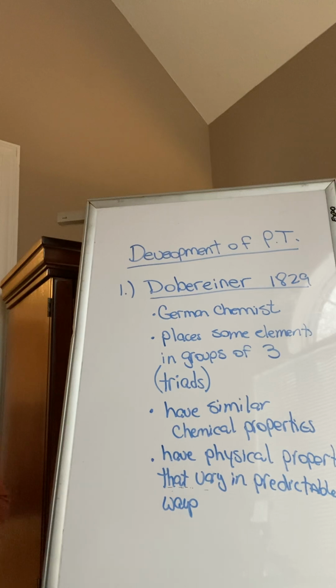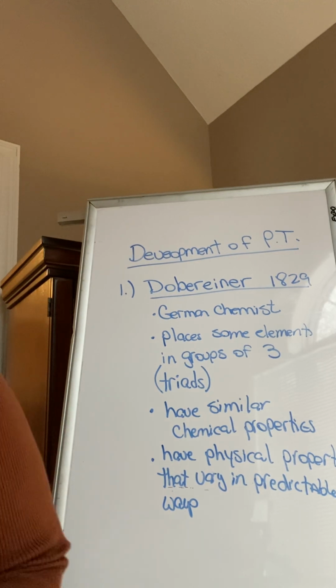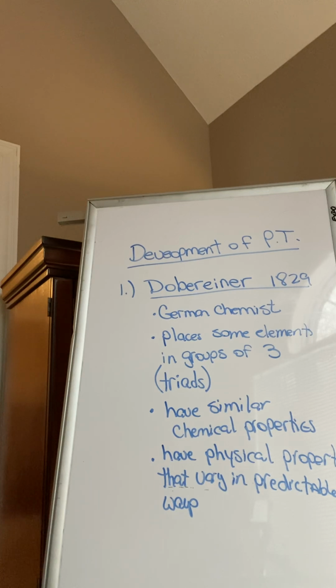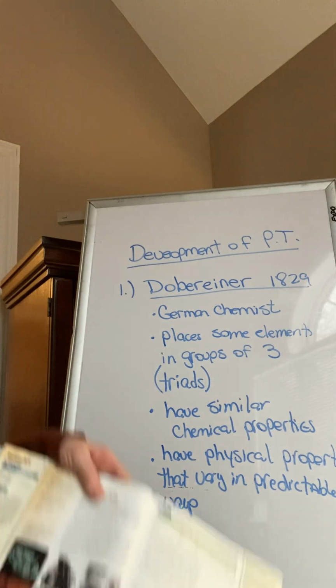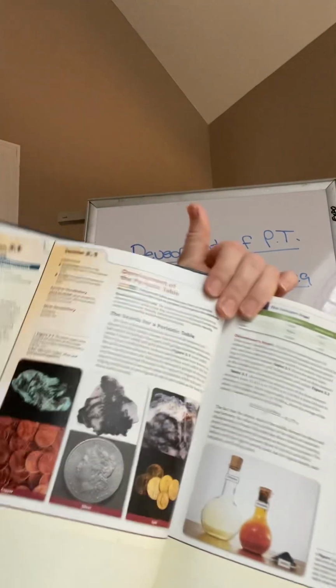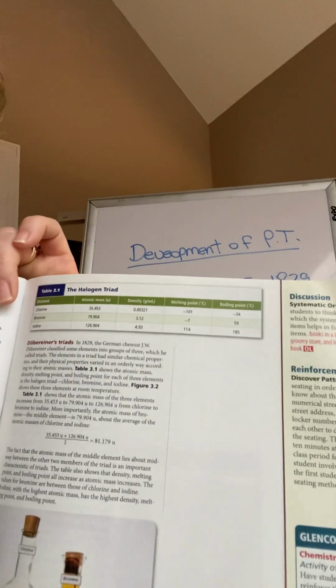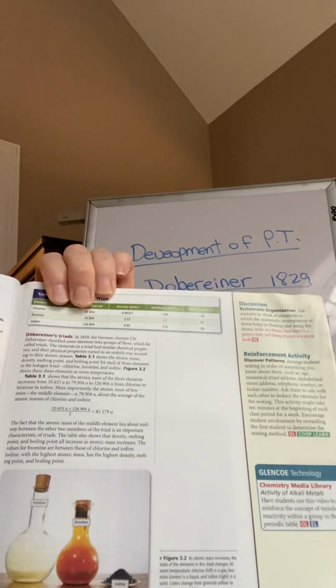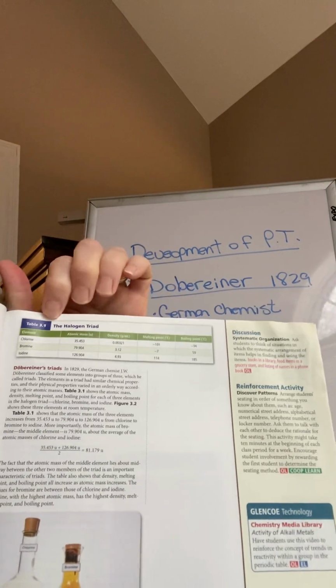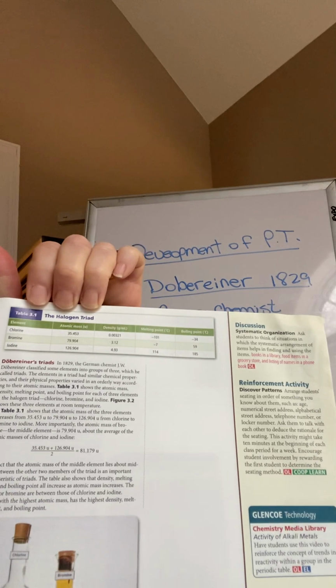Okay, so he was kind of onto something here. He thinks, you know, I can put these elements where they have similar properties, and that's how it's done today. Not the way he did it, but we'll bounce on this idea and take this to a whole other level when we get to some of these other chemists. But here's an example of one of his triads.